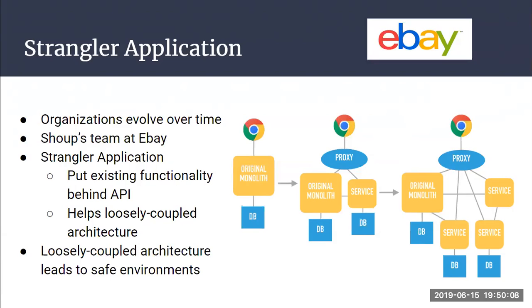eBay does this by releasing small pilot projects which gives them a greater understanding of the issues they are trying to solve. An example of this is when Shoup's team at eBay wanted to move parts of the site to full-stack Java. They did this by focusing on the highest revenue areas, stopping only when business return did not justify the effort. They used the Strangler application pattern, putting the existing functionality behind an API for reference and using new functionality to support the new architecture. The Strangler application pattern is particularly helpful for migrating monolithic applications and tightly coupled services to loosely coupled architecture, leading to safer environments.